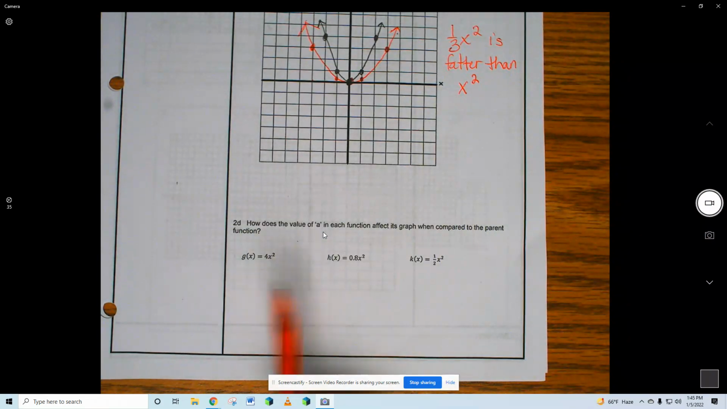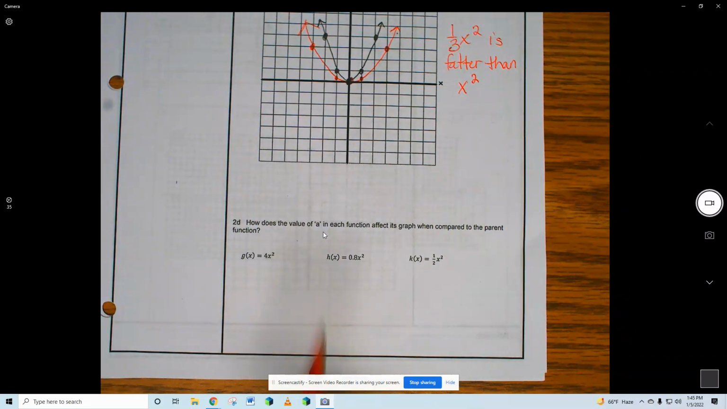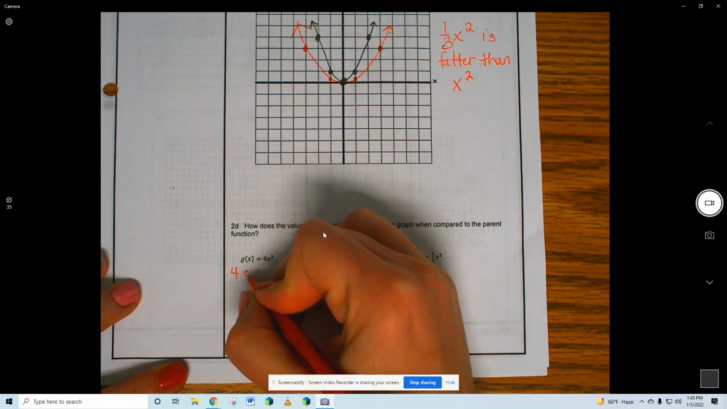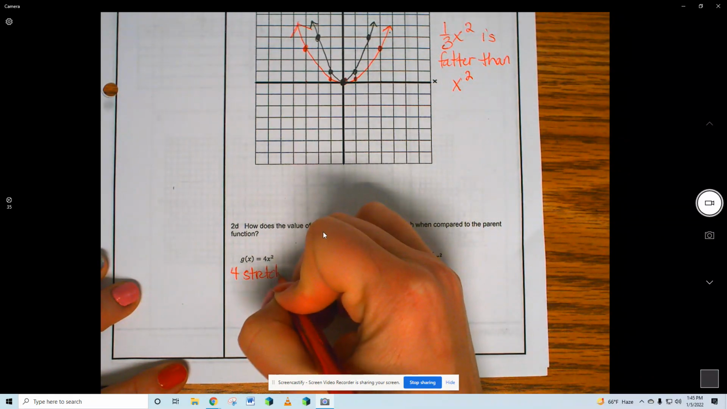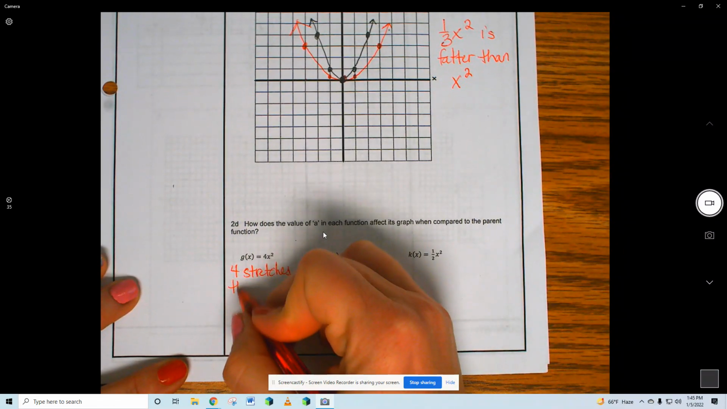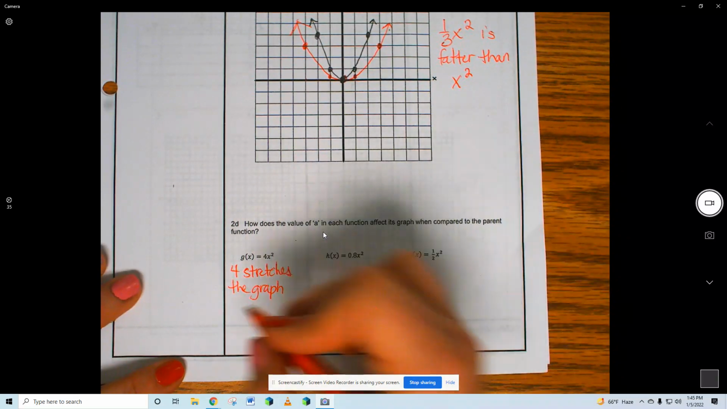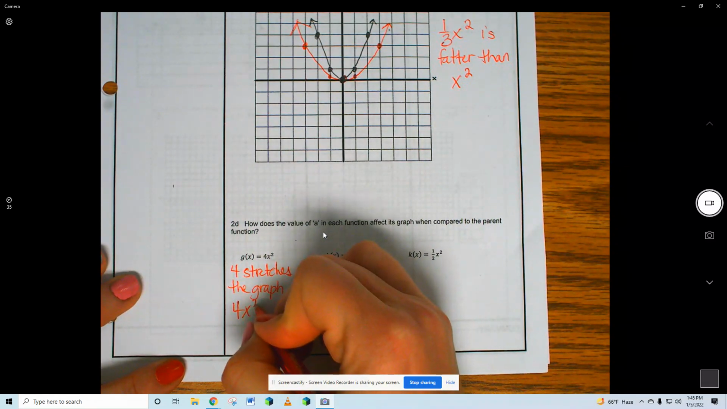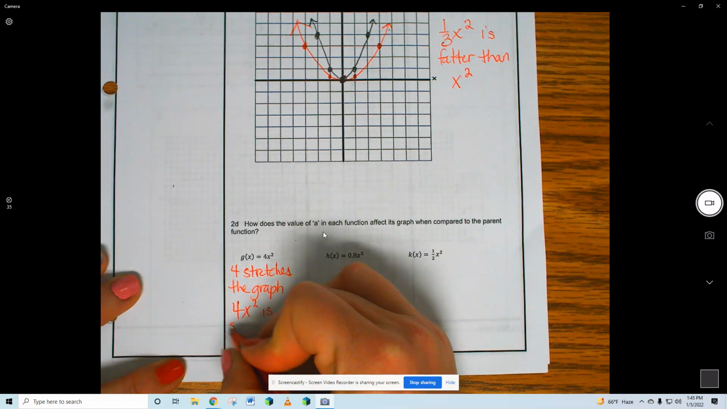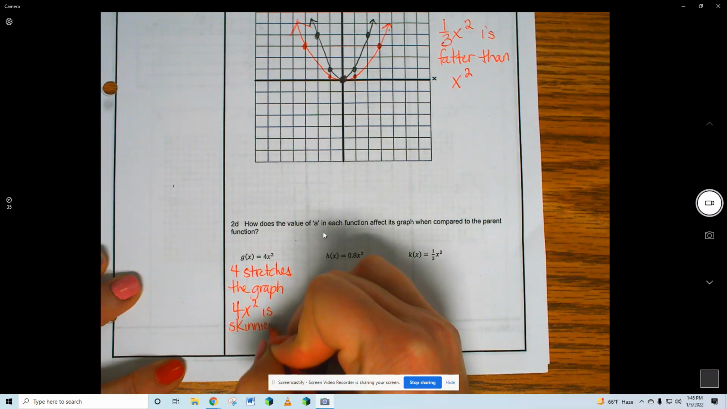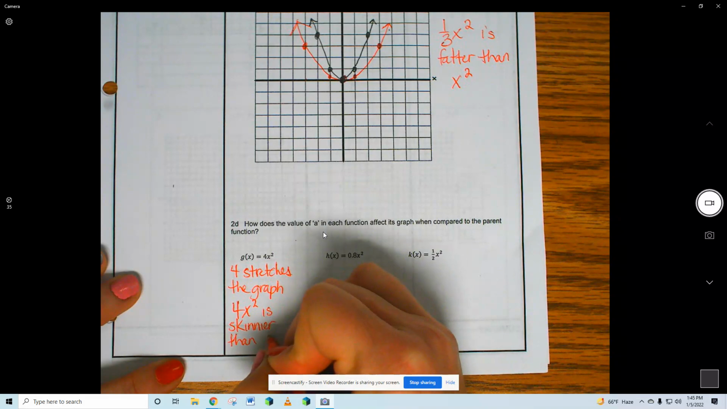What's a 4 do? Stretch it. 4 stretches the graph. 4 stretches the graph. 4x squared is skinnier than x squared.